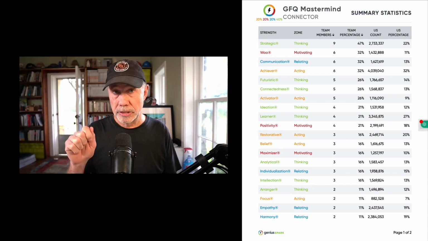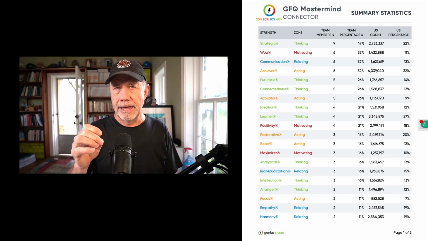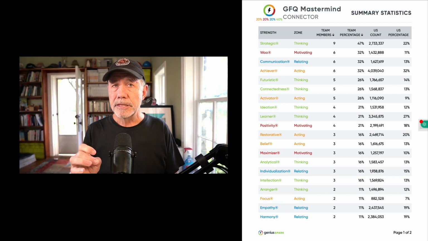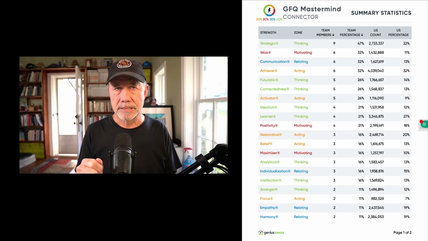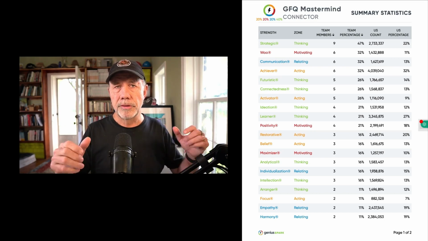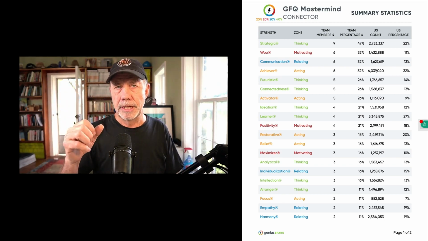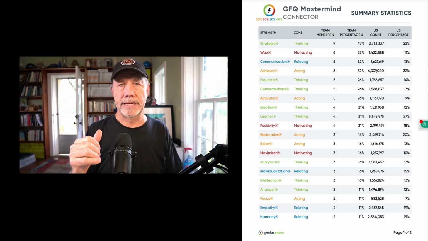Welcome back to installment 3, using the different reports as icebreakers in your team meetings. This particular report is called the Summary Statistics. It provides you with a rank order of how the strengths show up on your team, from the highest number of strengths to the lowest number of strengths.